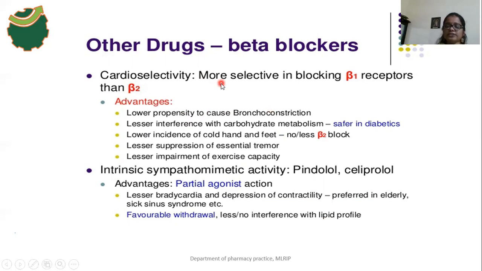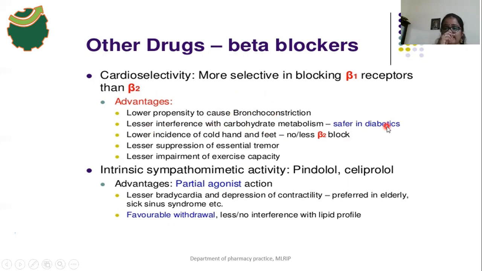So beta 1 selective drugs can be used in asthma patients, and in COPD patients also. There is no contraindication. Propranolol is contraindicated in asthma and COPD patients, but cardioselective drugs are not contraindicated because they do not precipitate bronchoconstriction. They only block beta 1 receptors, and there is lesser interference with carbohydrate metabolism, so the drugs are safer in diabetes.